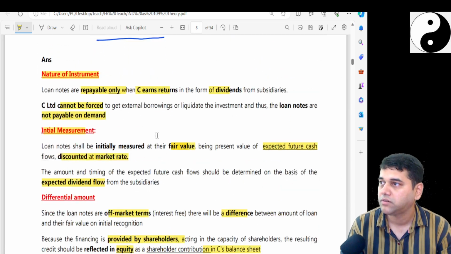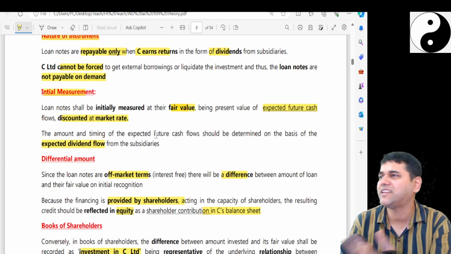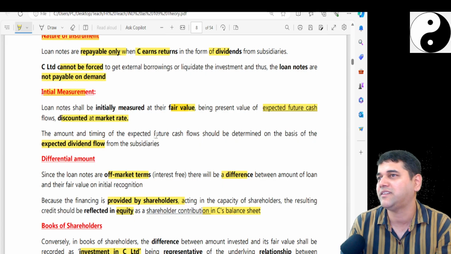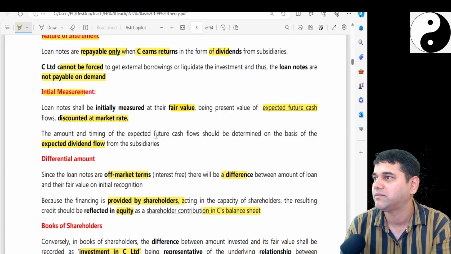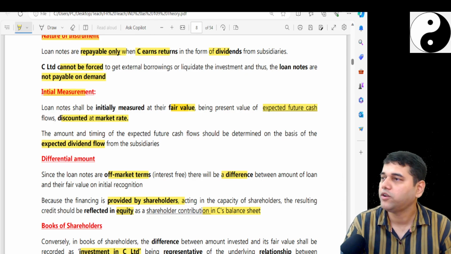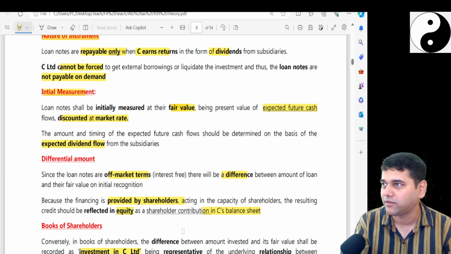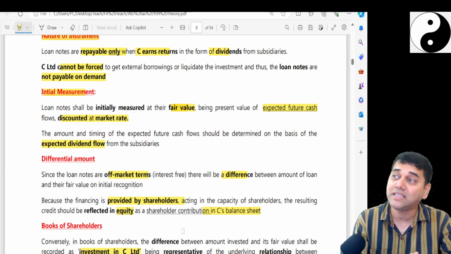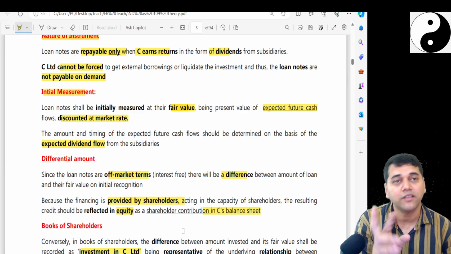Investment, no, it's a financial asset for you. So when it comes to financial asset, what do you consider? For you, for the shareholders, it is an asset. There is no such classification. Only for the receiver, there is a classification whether it is a liability or an equity.